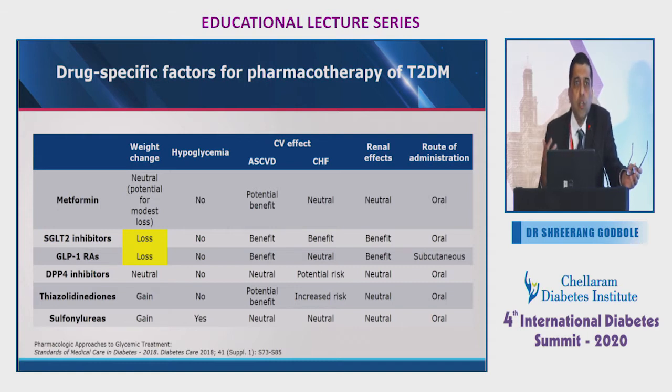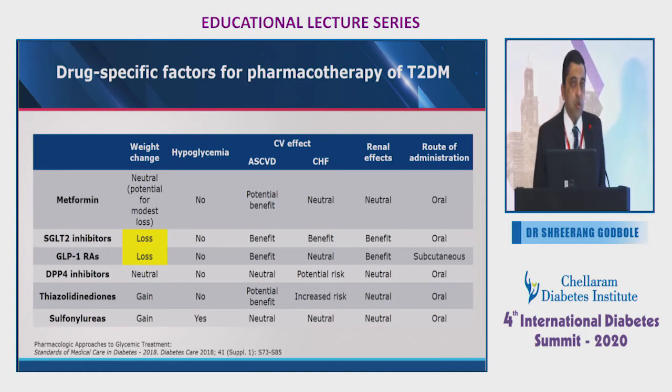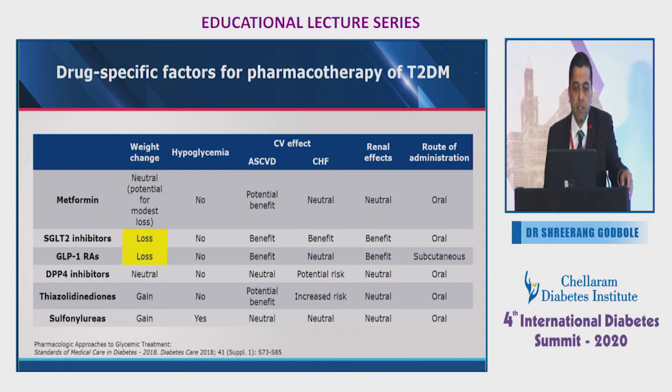Now, there are only two classes of anti-diabetic drugs which have unequivocally been shown to cause weight loss in people with type 2 diabetes, namely the SGLT2 inhibitors and the GLP-1 receptor agonists. Now, of course, the route of administration by and large differs, though nowadays you do get oral GLP-1 receptor agonists. Coincidentally or otherwise, these are the two classes of drugs which have shown some benefits on cardiovascular and renal effects. The mechanism of action and the degree of benefit to the heart and the kidneys, of course, differ in these two classes of drugs.